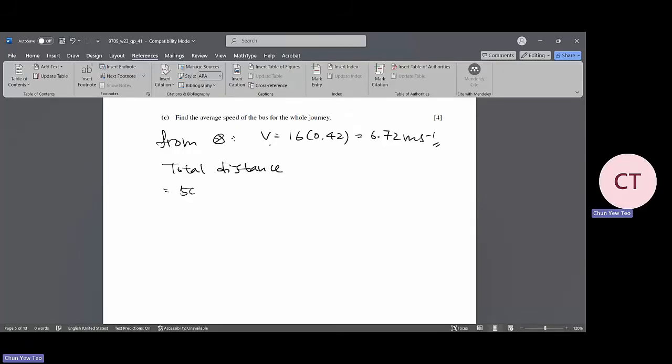Is equal to the first stage, 50.4. The second stage is a rectangle. Rectangle just now is 12.6 multiplied by 40. And the third stage is the trapezium. Half times the 12.6 plus the V.